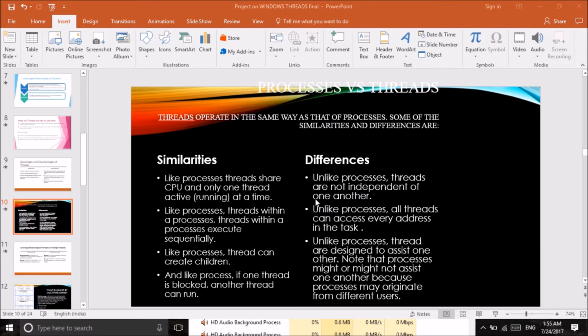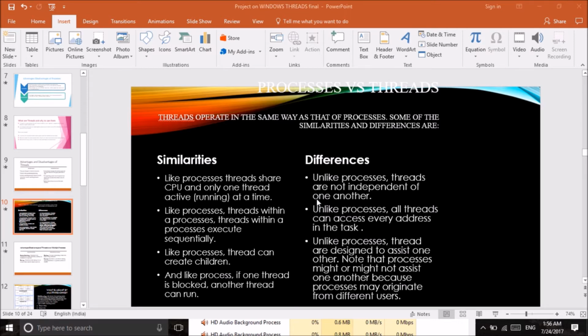Next, we have the processes versus threads. Similarities: like processes, threads share the CPU and only one thread is actively running at a time. Each thread runs at a particular time. Like processes, threads within a process execute sequentially.